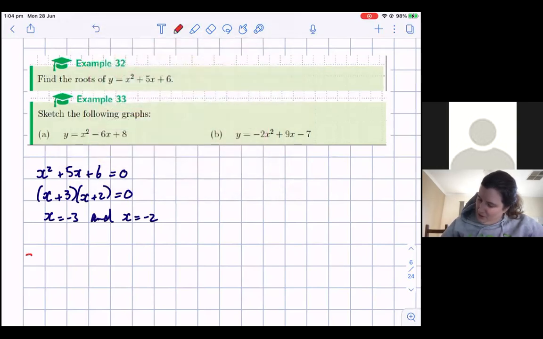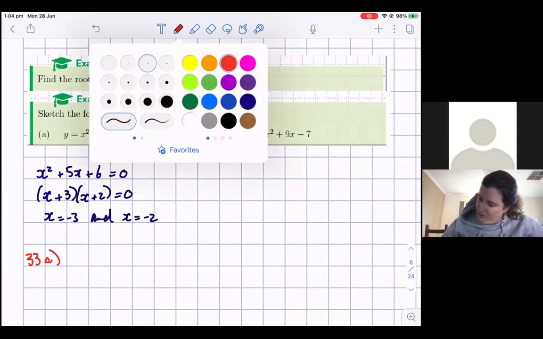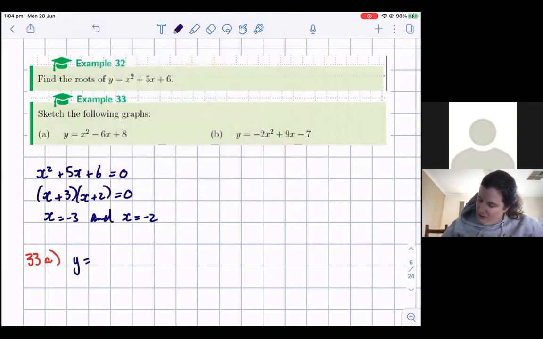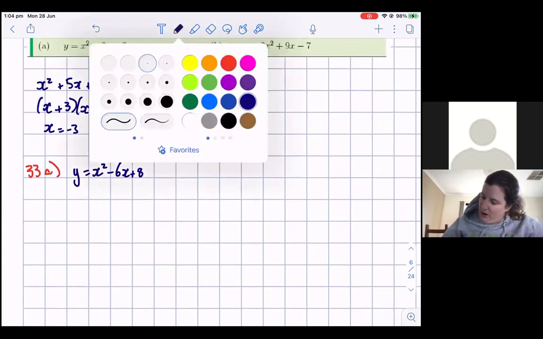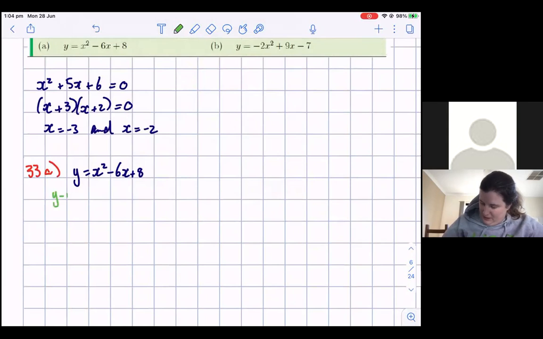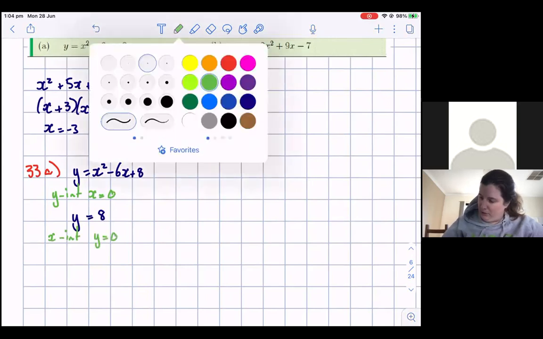If we do example 33a, we're trying to now sketch this graph. We've got y equals x squared takes 6x plus 8. First thing we want to find is the y-intercept. Let x equal 0. You can clearly see y is 8. Next thing we want, x-intercepts. Y equals 0. This is the same as finding the roots.